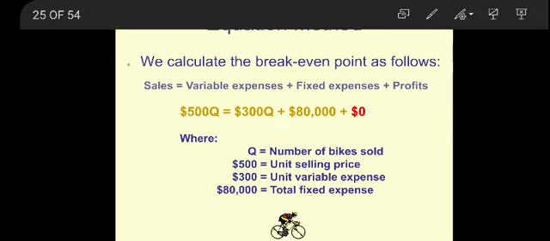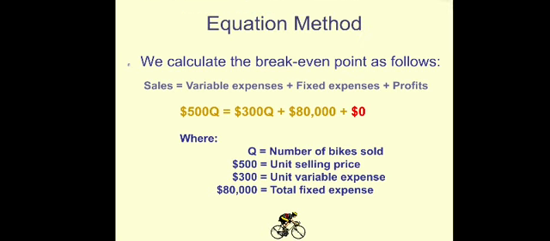Now let's see how to calculate the break-even point for Wind Bicycle using the equation method. Remember, the equation is total revenue equals total variable cost plus total fixed cost. Now, total revenue, or total sales, is calculated as unit price times quantity.